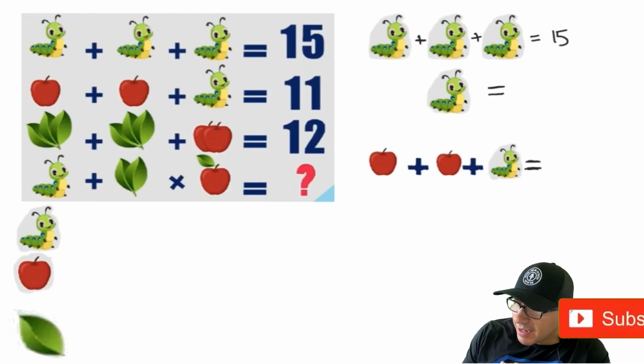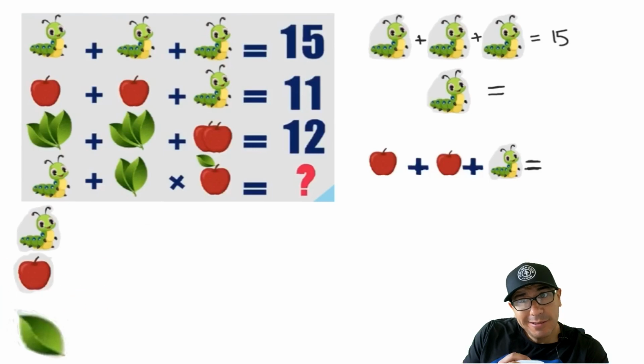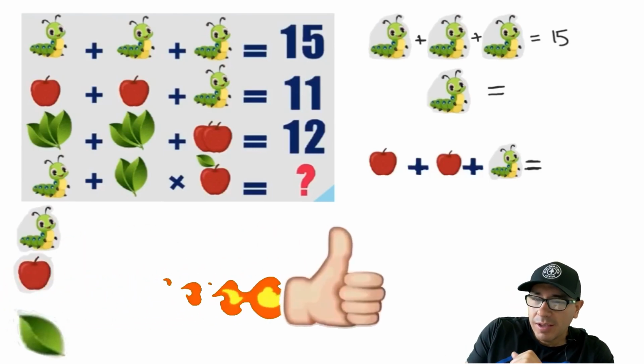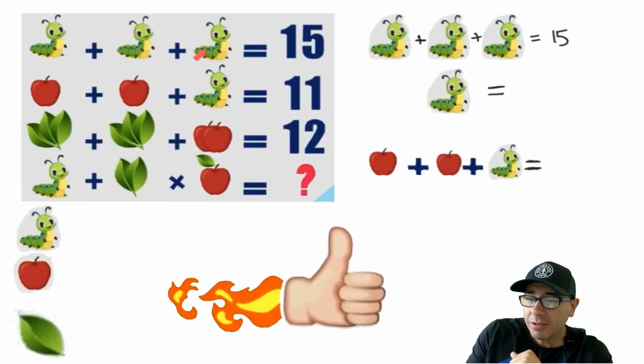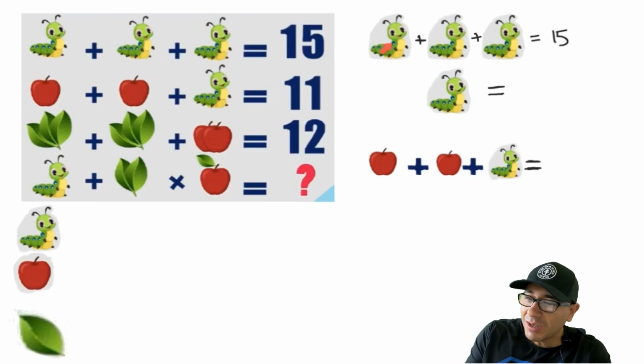All right, so let's get down to business, and let's make sure we don't make any mistakes. So here we go. Caterpillar plus caterpillar plus caterpillar. What I want to do, as we've learned from videos, is make sure all those caterpillars are actually the same, which these are. So what number plus itself 3 times gives you 15? Well, we know the value of that caterpillar must be 5, right?